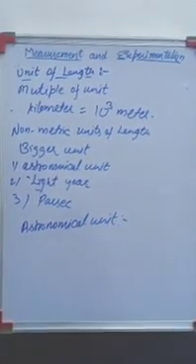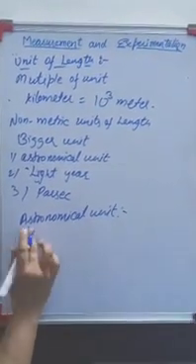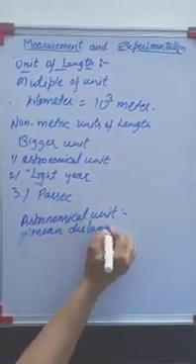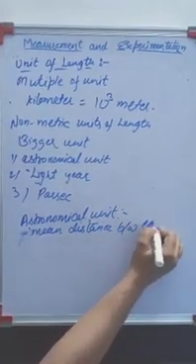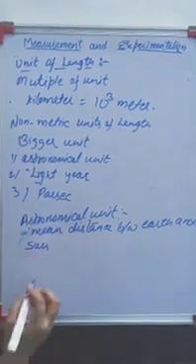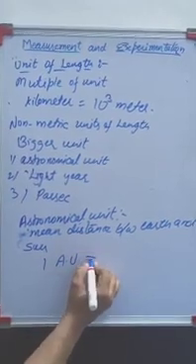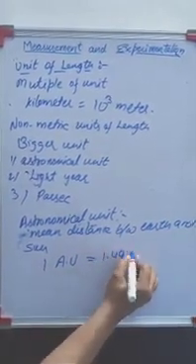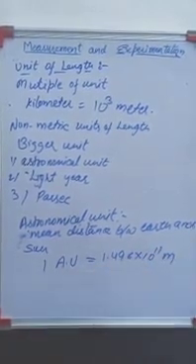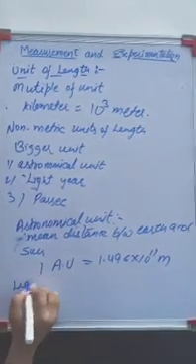Astronomical unit is what? It is equal to the mean distance between earth and sun, right? And what is its value? It is denoted by AU, and 1 AU is equal to 1.496 into 10 power 11 meter. This is our astronomical unit, right? Second is light year.